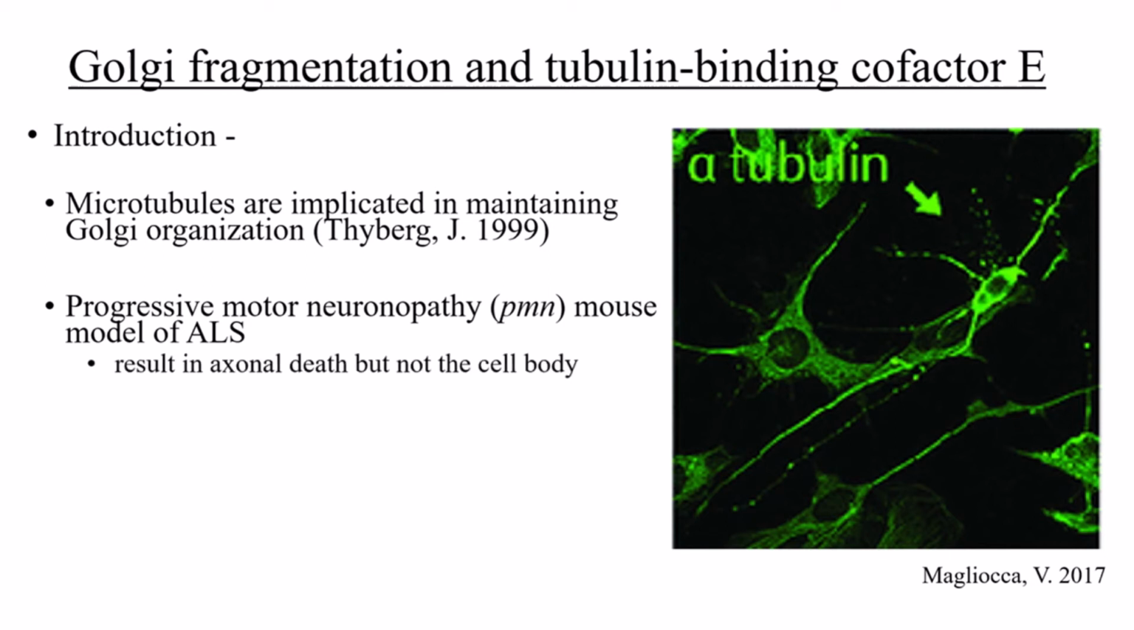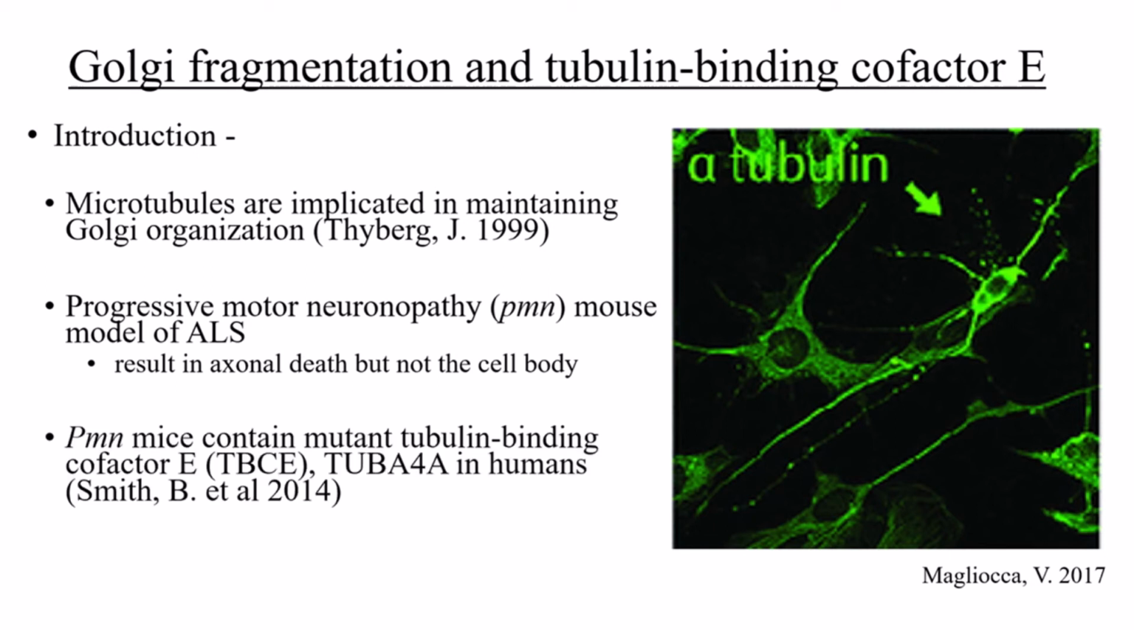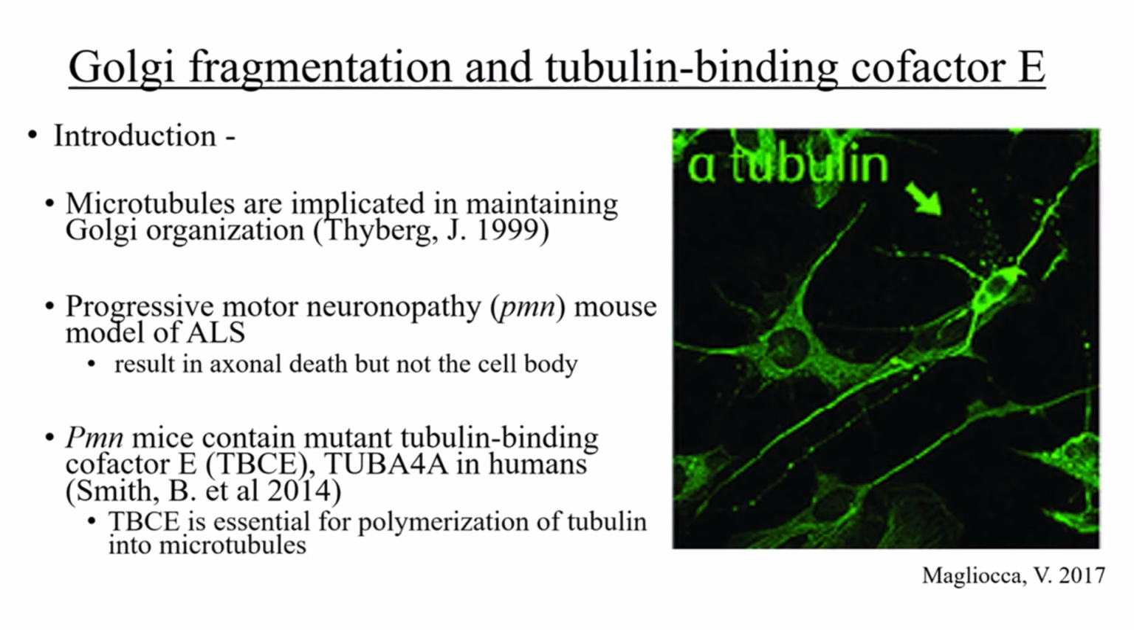And interestingly, the axons within the neurons of this mouse die. However, the cell body remains intact, so it enables researchers to actually study things like the Golgi. And in the PMN mice, they contain a mutant tubulin binding cofactor E. The equivalent in humans is TUBE. And TBCE is essential for the polymerization of tubulin into microtubules. So any defects in this protein is going to be bad for the Golgi.